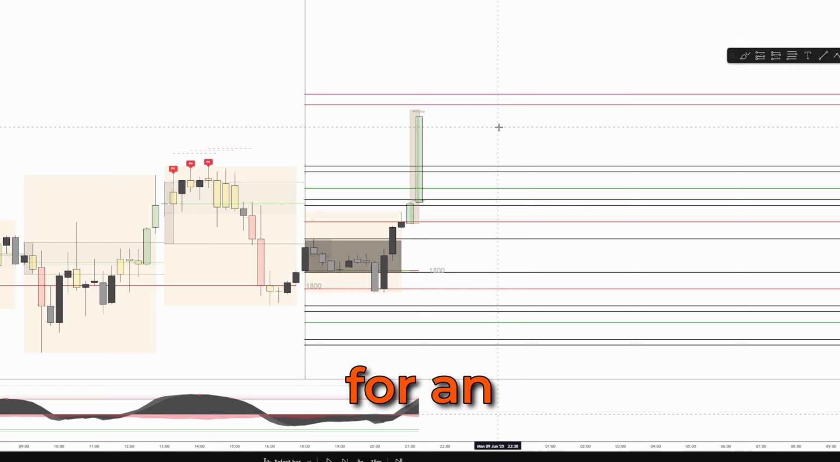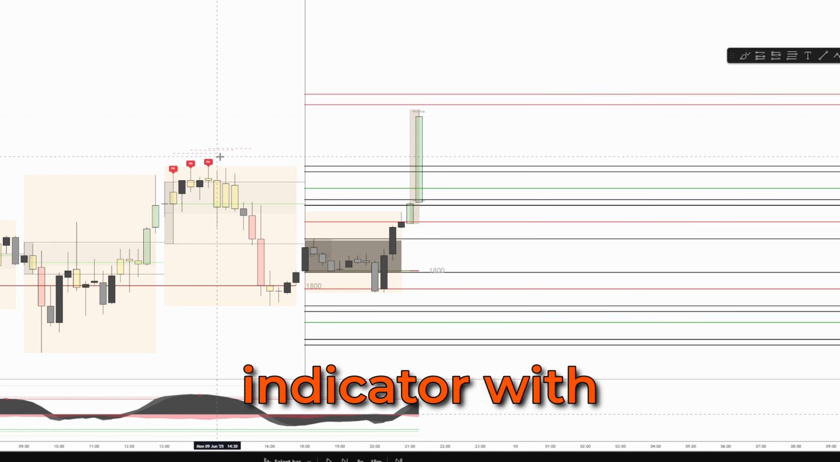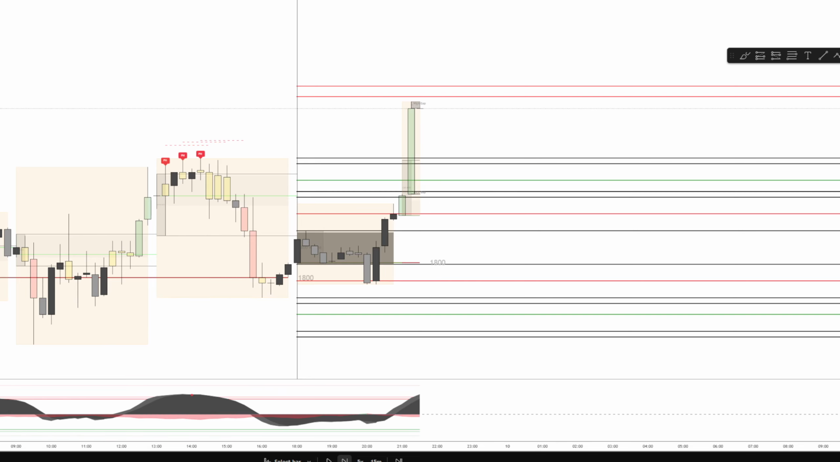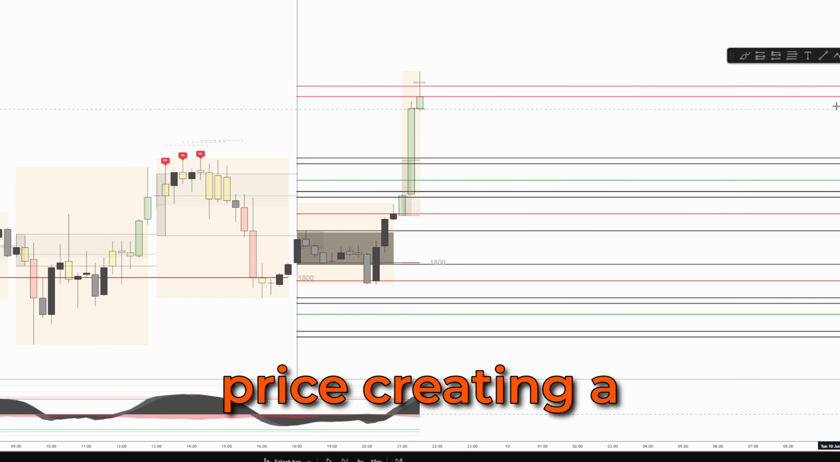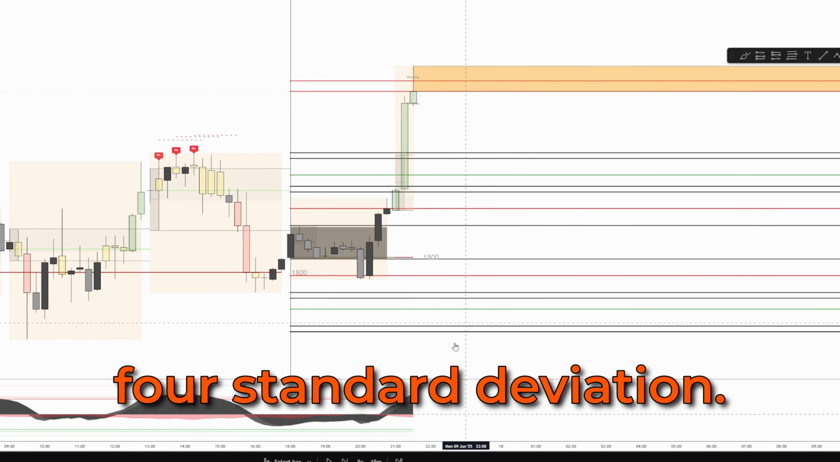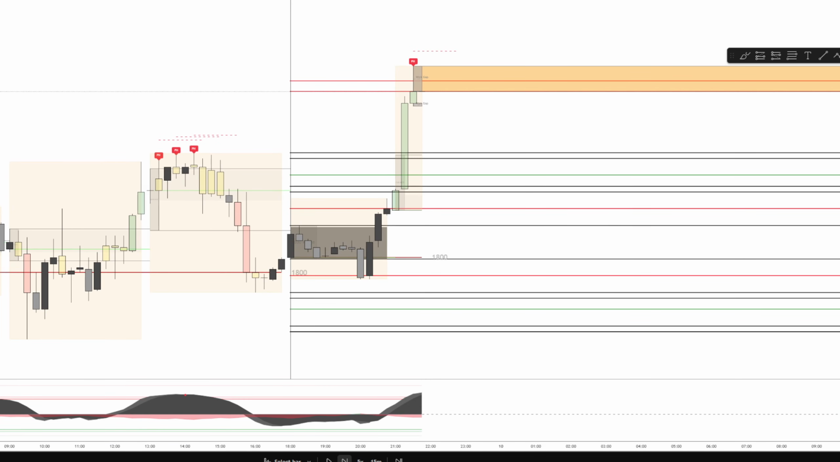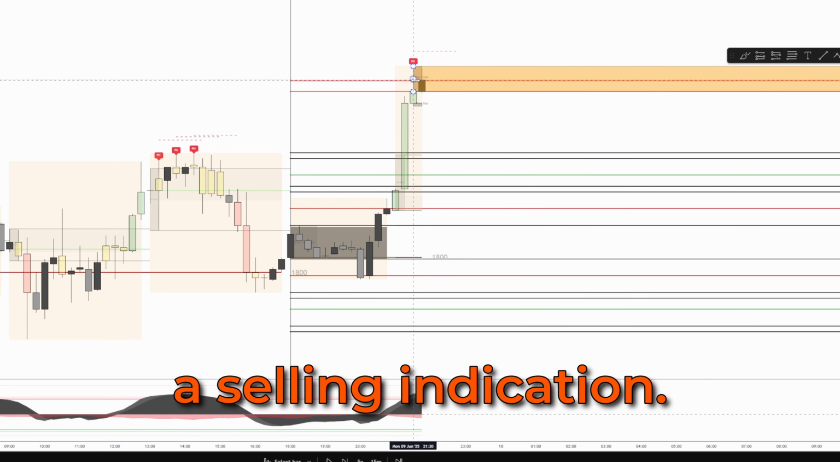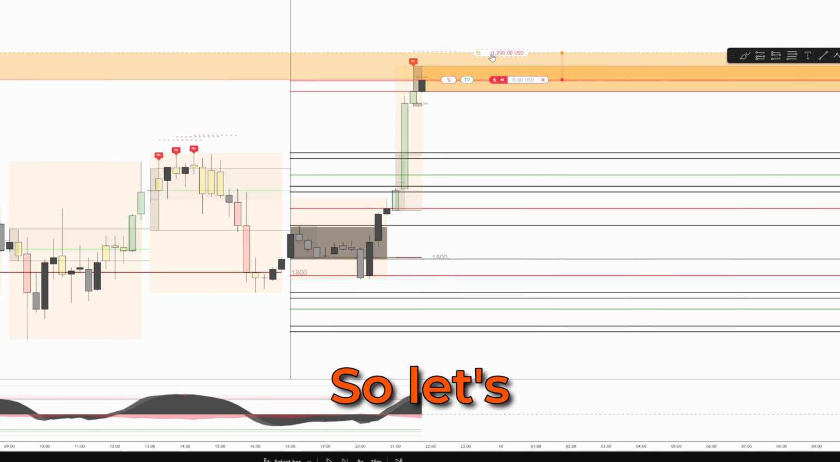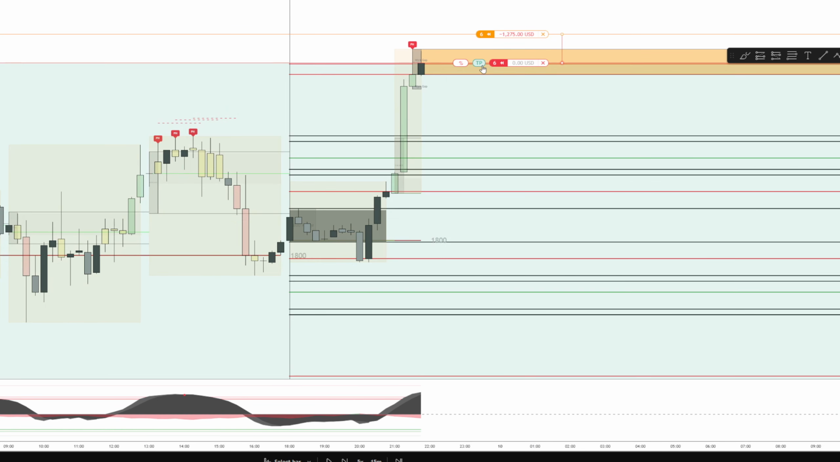Now we're just going to be waiting for an indication from our indicator with a stop loss, and then we're just going to be trading. So we see price creating a large wick on 4 standard deviation. So that's the first sign of rejection. Here we can see the indicator giving us a selling indication. So let's go in for that sell. Stops at that stop loss level.